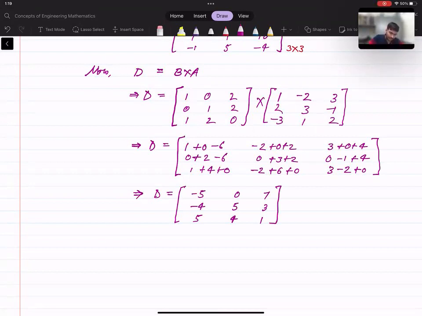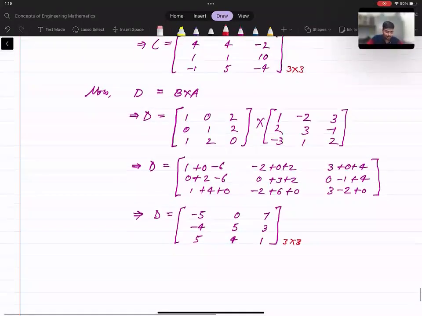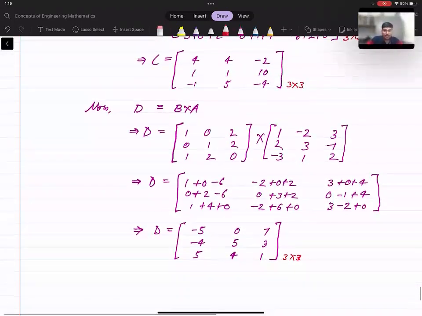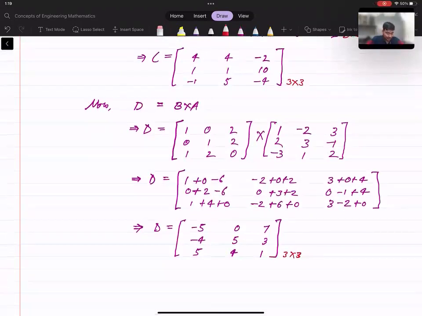So again, this is a 3 by 3 matrix, because the dimensions, if we see from there, we can conclude that this will be a 3 by 3 matrix. Now if we compare the matrix C and D, we can clearly say that these two are not equal, because for two matrices to be equal, their corresponding elements need to be equal. Okay, means exactly all the elements corresponding in both the matrices will be equal, which is not the case here.